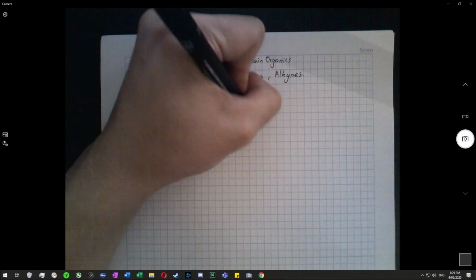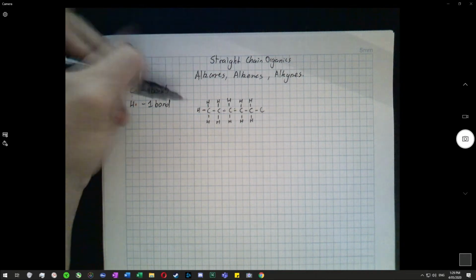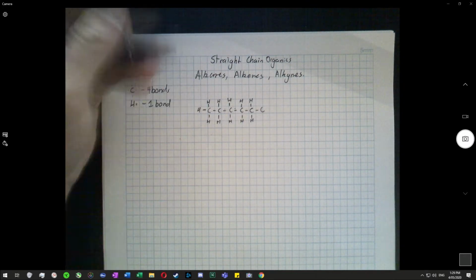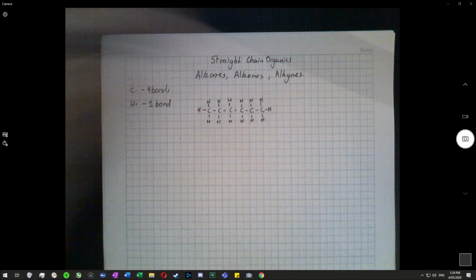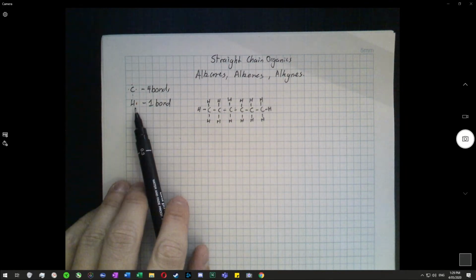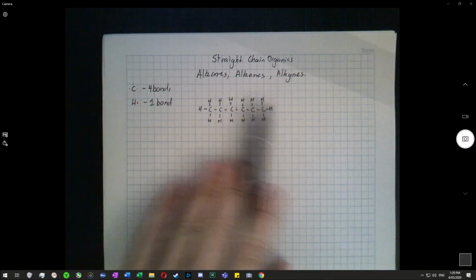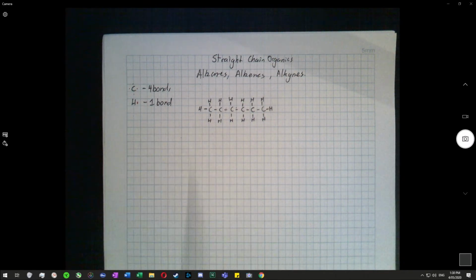And then our bookend, our last carbon there, only has 1 bond so far. So like the other bookend on the other side, it will have 3 hydrogens to make 4. And then we've already fulfilled the hydrogen rule. Every single hydrogen that's currently attached to this chain is only attached to 1 carbon. They all have 1 bond. So all the rules have been fulfilled.